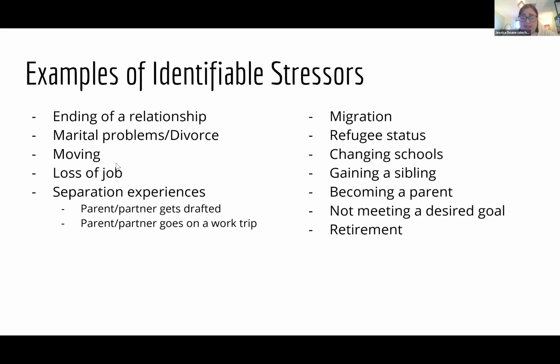Migration, someone's refugee status. I think the world that we live in right now makes this incredibly stressful. Changing schools. So if you're working with an adolescent, even the normal change of going from elementary school to middle school might be a stressor for some kiddos. Of course, changing districts would be a totally different stressor. Gaining a sibling, I gave that example earlier. Becoming a parent. I work with many first-time parents in my therapy practice, and your entire routine changes. Everything that you knew about life once as it was is completely different once that baby comes earthside. That is a stressor. That is something that people might have reactive symptoms to.